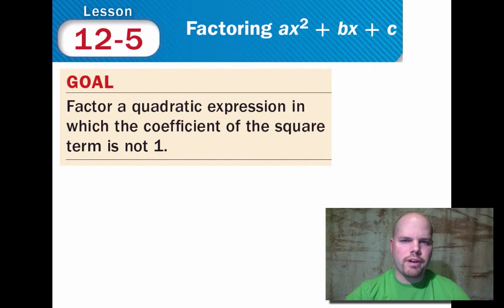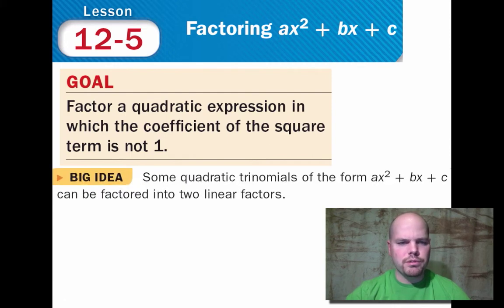In lesson 12.5 we will be factoring ax squared plus bx plus c. So our goal will be to factor a quadratic expression in which the coefficient of the square term is not 1. In section 4 we did not have a coefficient here that was not 1. It was always 1x squared. Now we're going to get something that's not 1x squared. So it's a little more complicated factoring, but similar to lesson 4.